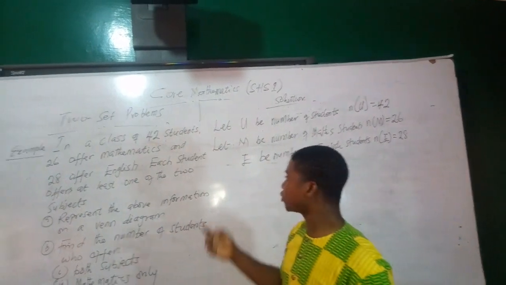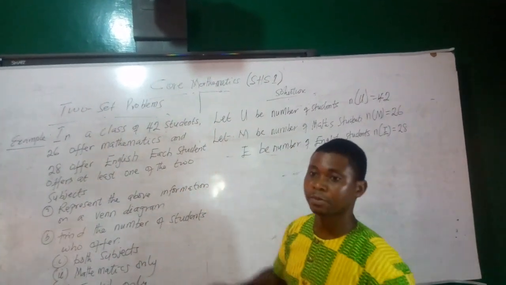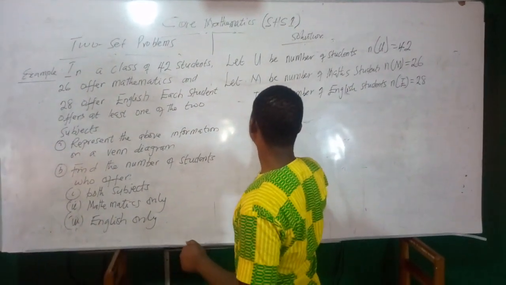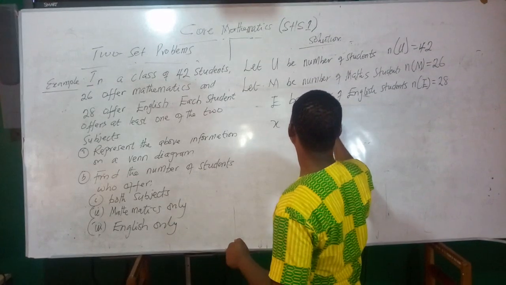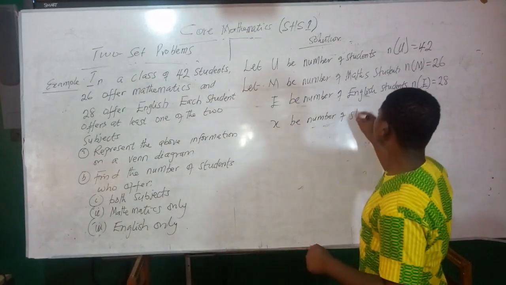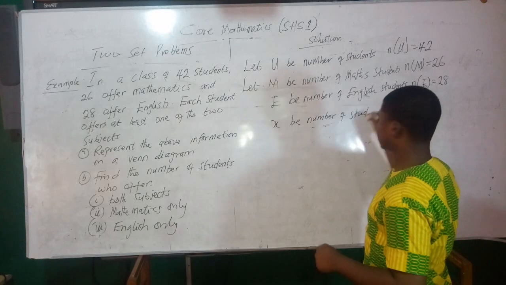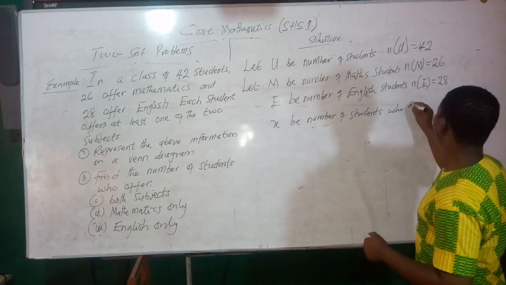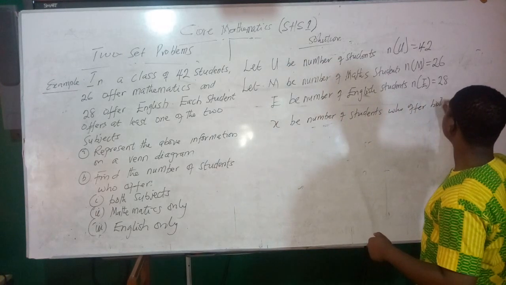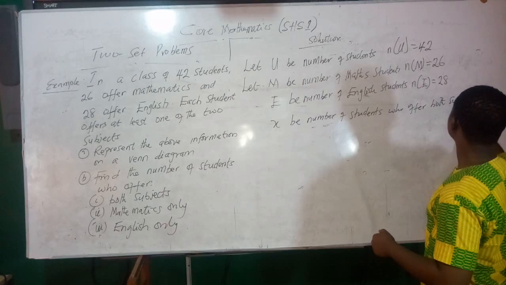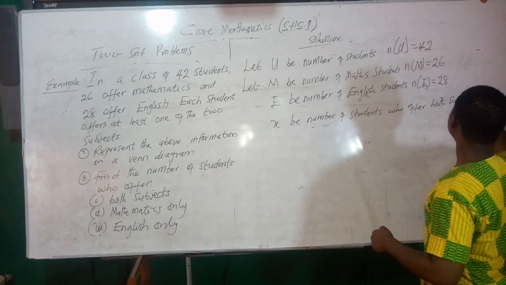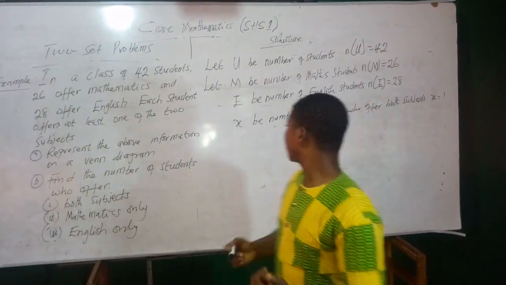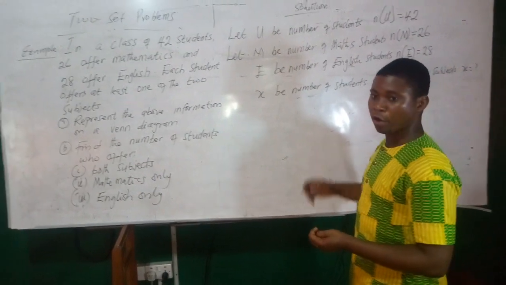Then let X, because the question has not given it to us, stand for those who offer both subjects. So X be the number of students who offer both subjects. For X, we don't know it because we are coming to find that. Now let's draw the Venn diagram.